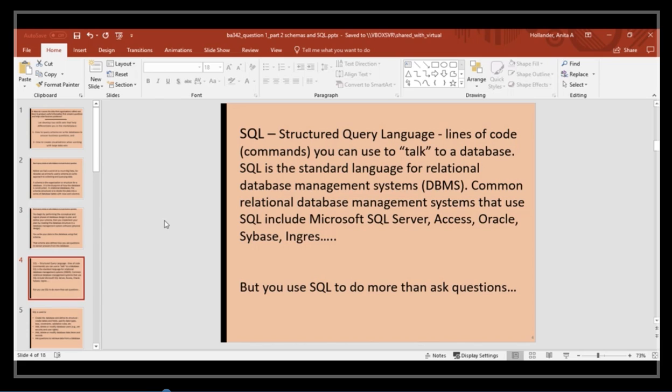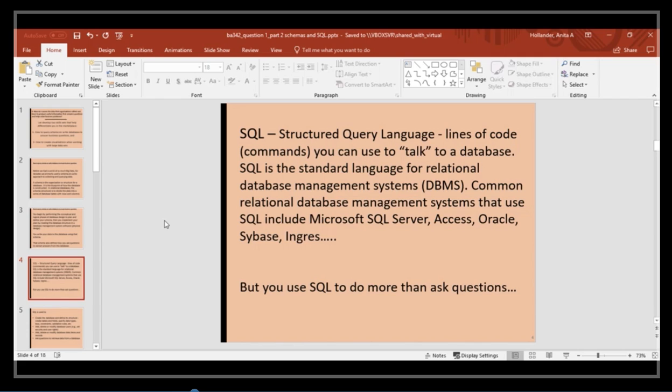The commands that you actually use, the lines of code to talk to a database, are often SQL, structured query language. It's the standard language for relational databases. That includes databases such as Microsoft SQL Server, Oracle, and Access, which is what we'll use in this class because it's a free tool with your Office 365 subscription.